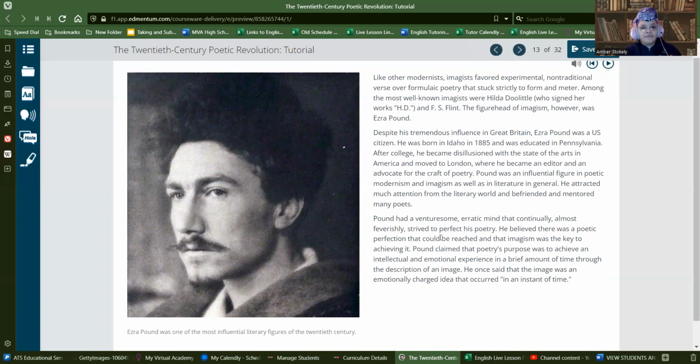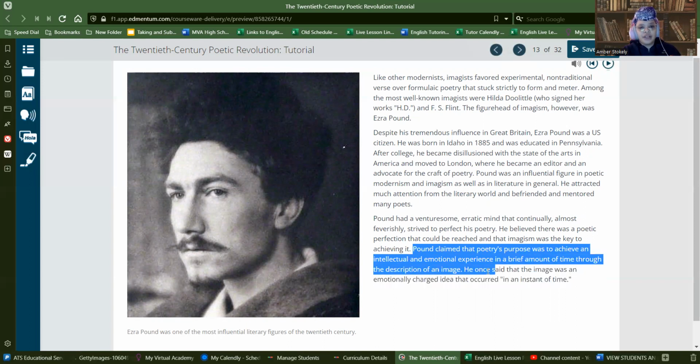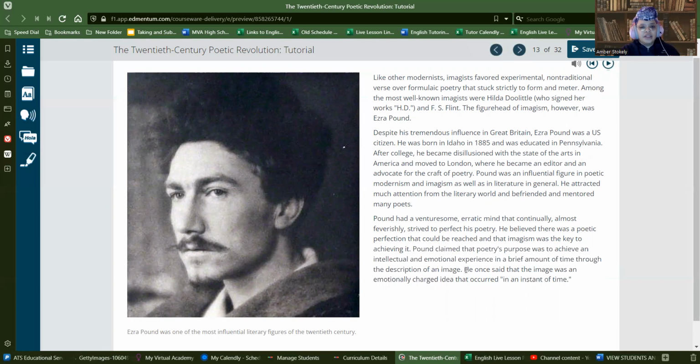And he thought that poetry's purpose was to achieve an intellectual and emotional experience in a brief amount of time through the description of an image, which lines up pretty much with what imagism is. And he's quoted as saying that the image was an emotionally charged idea that occurred in an instant of time. So basically, the point of poetry was to give you that quick emotional and intellectual experience in that brief amount of time.